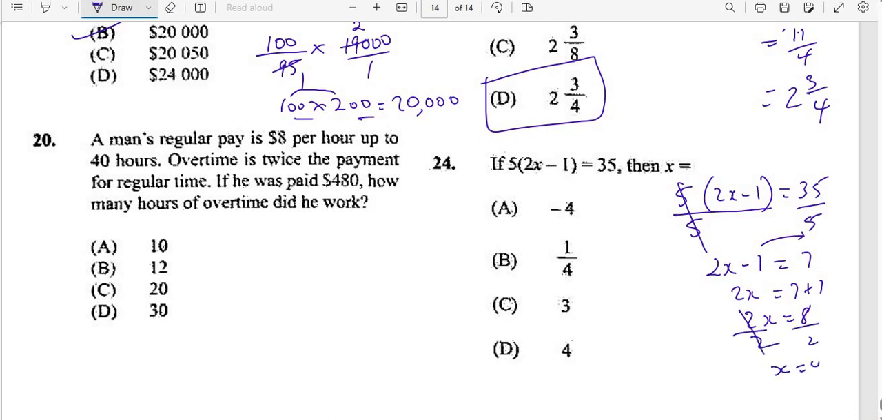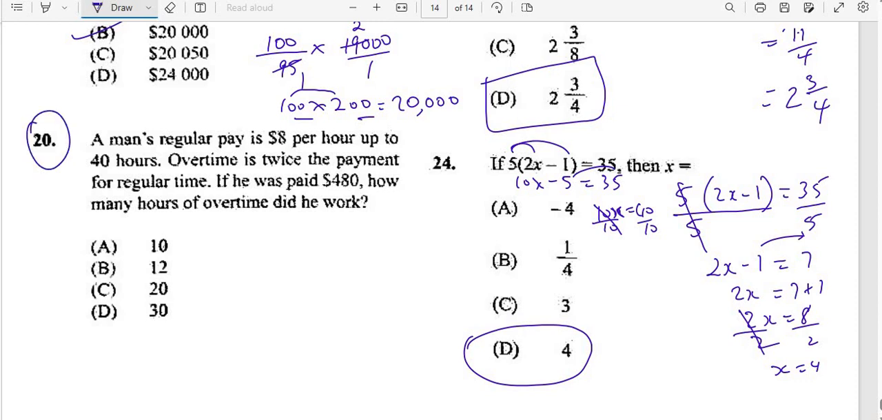x equals 4. Some person might have distributed the 5 and said you get 10x. And then 5 again, 5 times 1, that's going to be 5. Negative 5 in that case. We have 35 there. Transposing the negative 5 over, or adding 5 to both sides, we have 10x equals 40. And then we divide both sides by 10. And that will give us x equals 4. This side over here, 20.